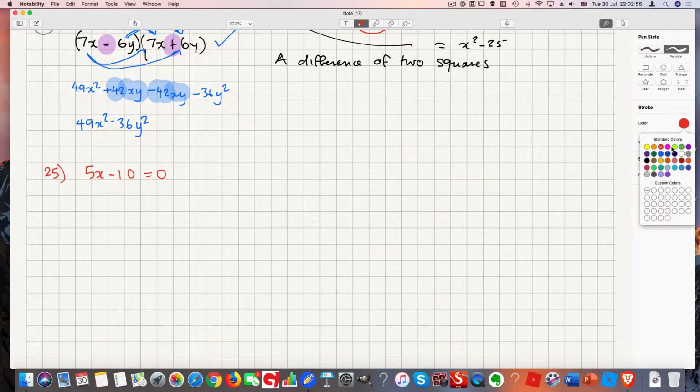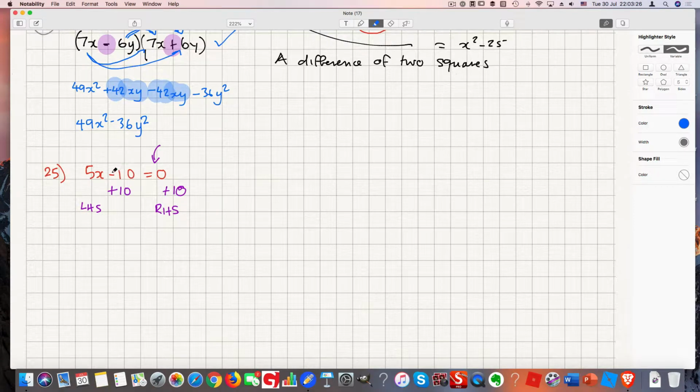So the first thing you want to do is add 10 to this side, the left-hand side of the equal sign. And I'm also going to add plus 10 to the right-hand side of the equal sign. Why am I adding a 10? Because I want to get rid of this minus 10. So if I say plus 10, it means minus 10 plus 10 is 0.